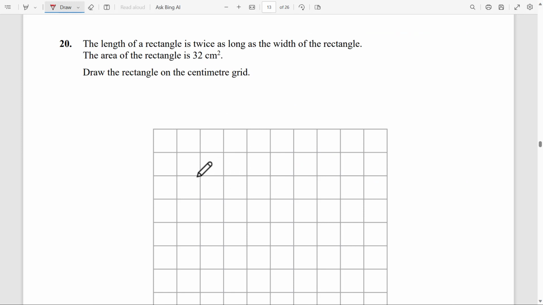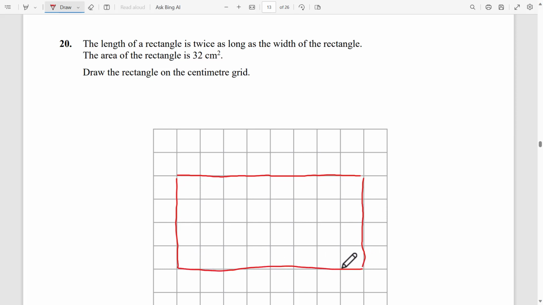So to do this is going to be 8 times 4. Okay, so we draw a rectangle. 1, 2, 3, 4, 5, 6, 7, 8, and bring it down 4. So this is the rectangle, and that's it. I think that's basically what we needed to do. So that's it, 8 centimeter times 4 centimeter.